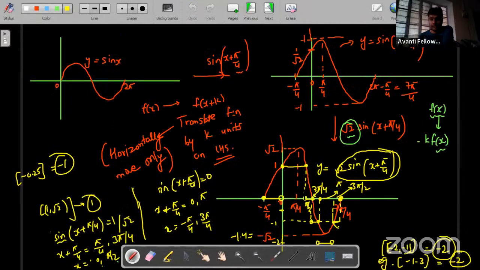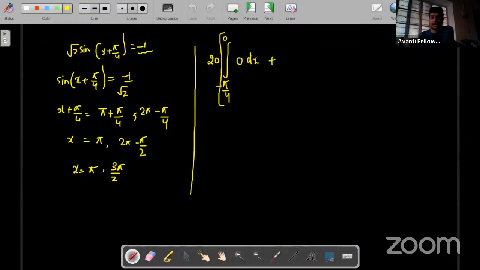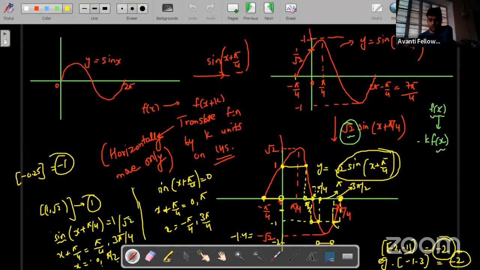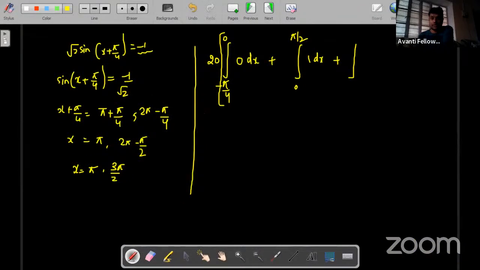Okay, now plus. Now we'll start with 0 to the value where we are getting 1. If we move ahead, we are getting one in the interval 0 to this value, which is pi by 2. So we'll write the integration from 0 to pi by 2, the function value is 1, so we'll write 1 dx. Now we'll move ahead with pi by 2 to 3 pi by 4. What is the value we are getting? GIF is 0. So here we'll write from pi by 2 to 3 pi by 4, 0 dx, right?